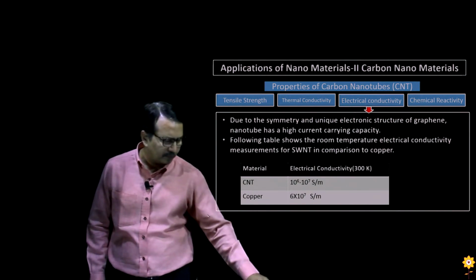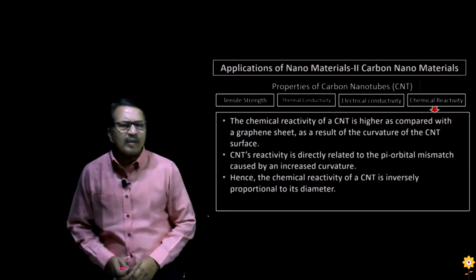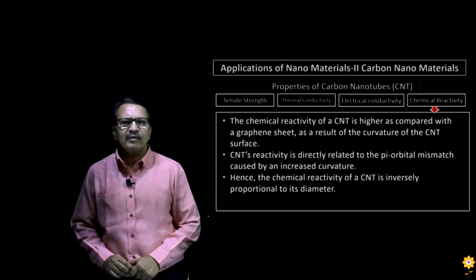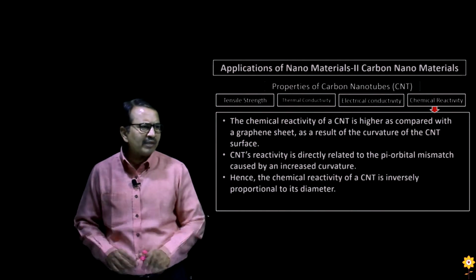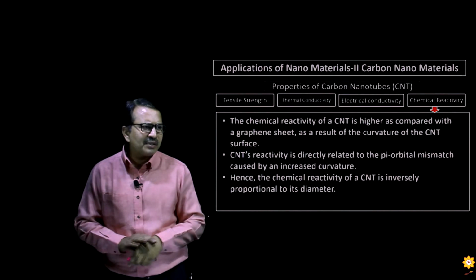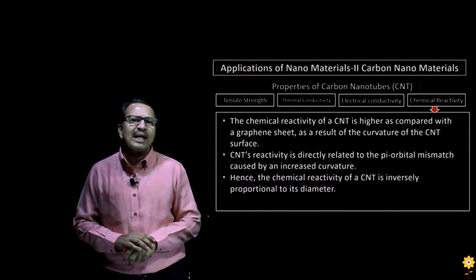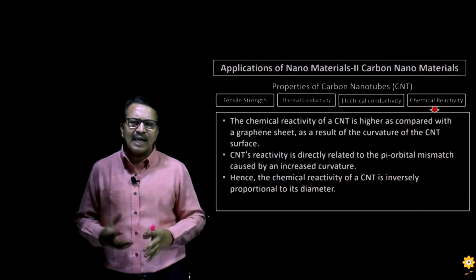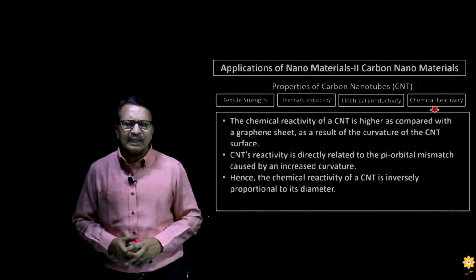One more property that we have to consider for carbon nanotubes is their chemical reactivity. The chemical reactivity of a carbon nanotube is higher as compared with that of graphene, and that is due to the curvature of the CNT surface. Because of the curvature, we have a pi orbital mismatch, and this is how the chemical reactivity increases.